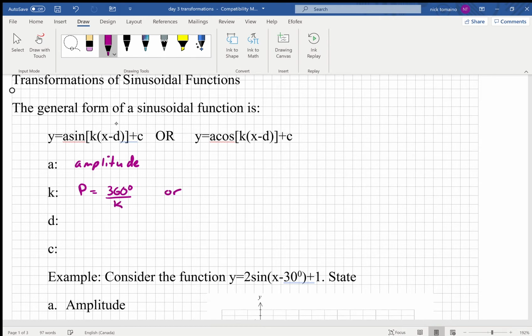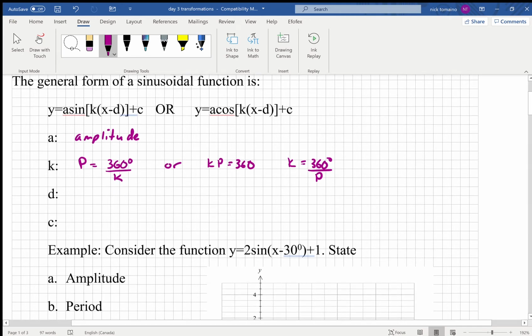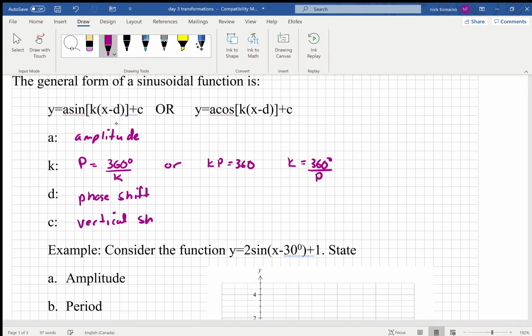Or we can rearrange it, multiply the k up, so we get k times p is equal to 360. So then k would equal 360 degrees divided by the p. And this comes in handy when we're trying to figure out the equation given a graph. And d is our phase shift, and c is our vertical shift.